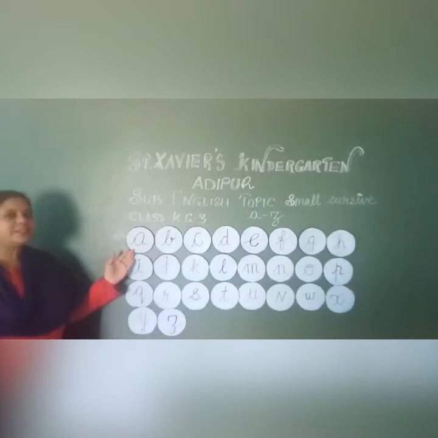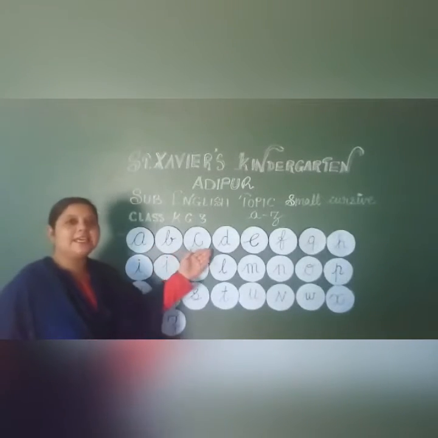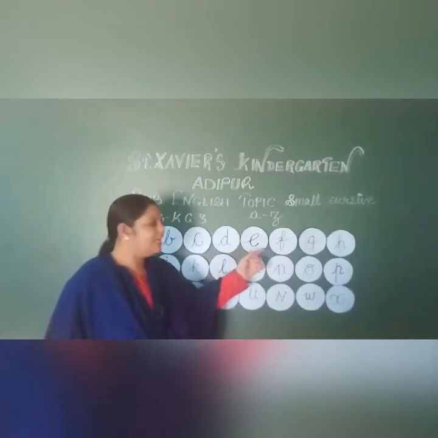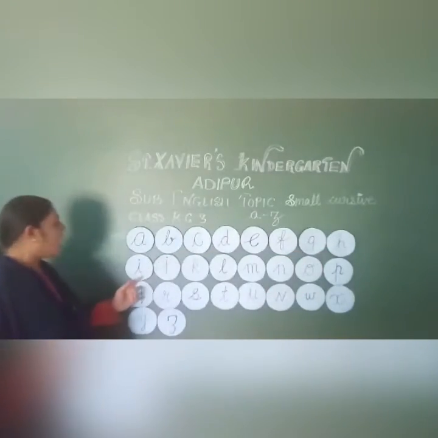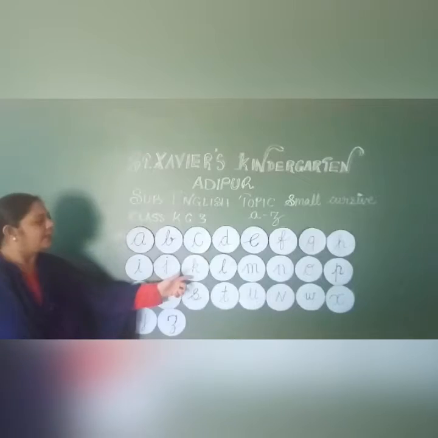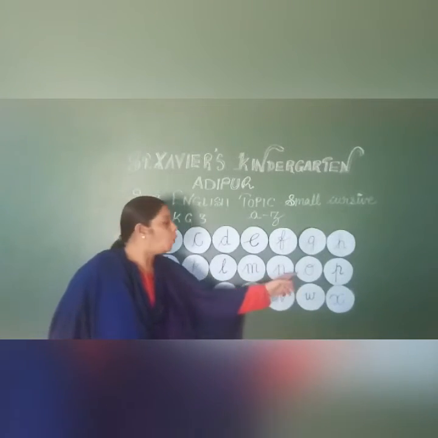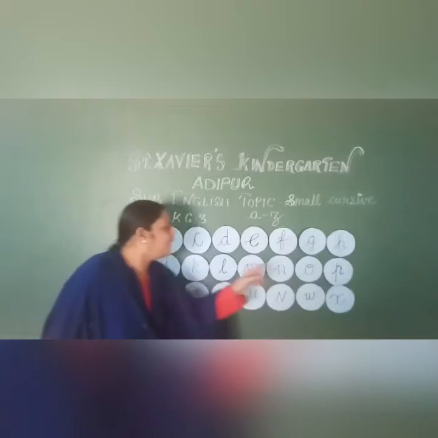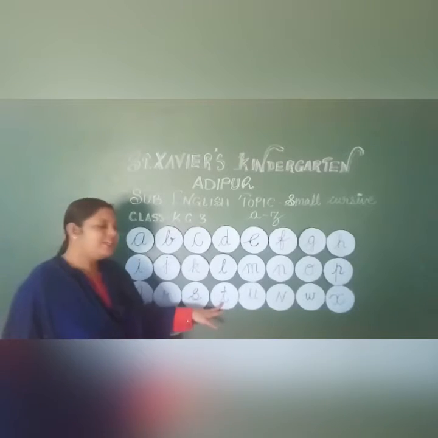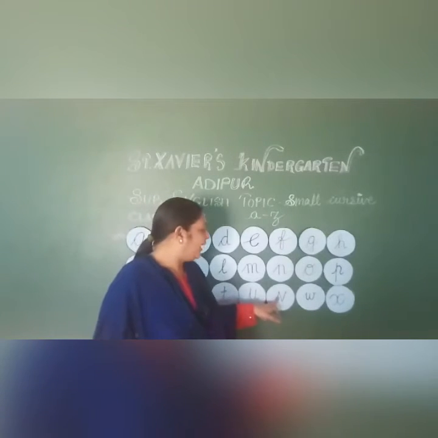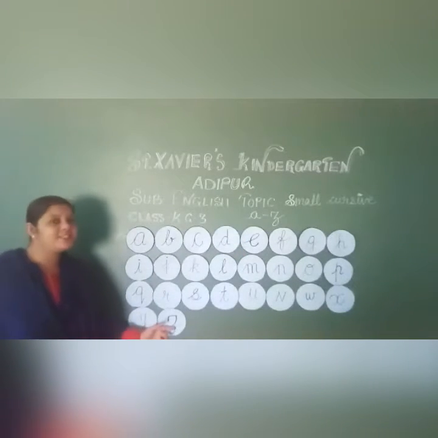What is the first letter? Yes, it's A, B, C, D, E, F, G, H, I, J, K, L, M, N, O, P, Q, R, S, T, U, V, W, X, Y and Z.